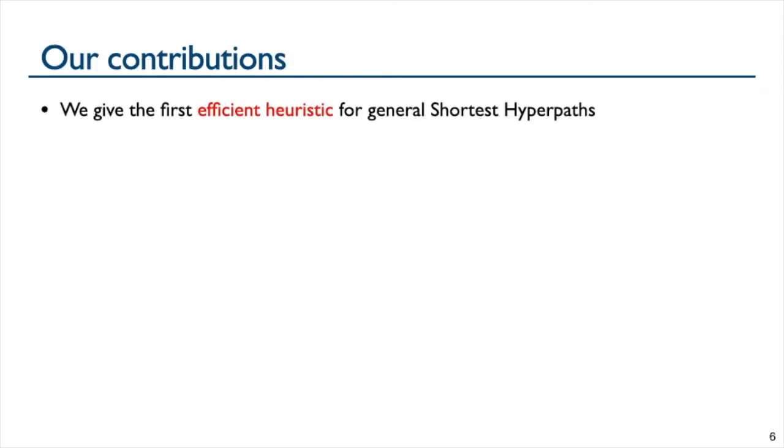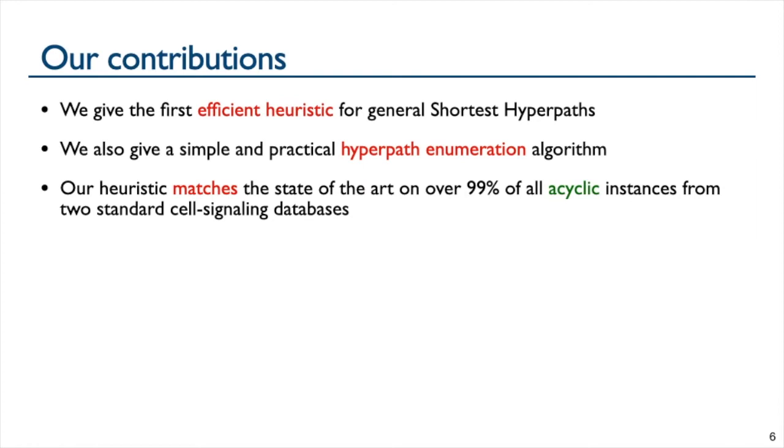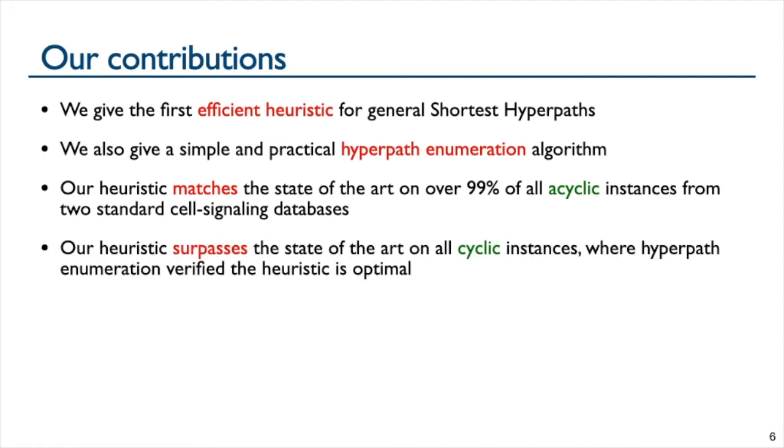We give the first efficient heuristic for general shortest hyperpaths that can contain cycles and runs in low-order polynomial time in the worst case. We also give a simple and practical hyperpath enumeration algorithm, which allows us to tractably measure how close our heuristic is to optimal. Experimentally, our heuristic matches the state of the art on over 99% of all acyclic instances from 2 standard cell signaling databases. And when every hyperpath is cyclic, the MILP finds no solution, so our heuristic surpasses the state of the art on cyclic instances, and it was shown to be optimal on all such instances as verified by our hyperpath enumeration algorithm.